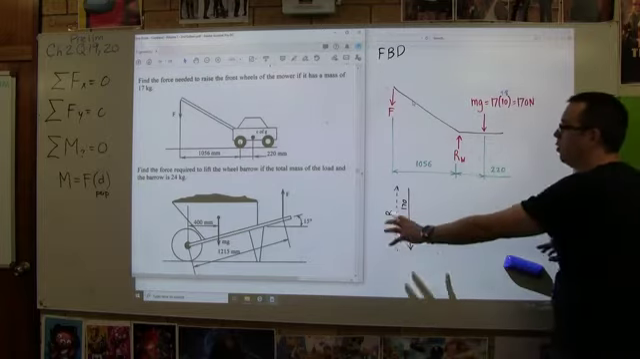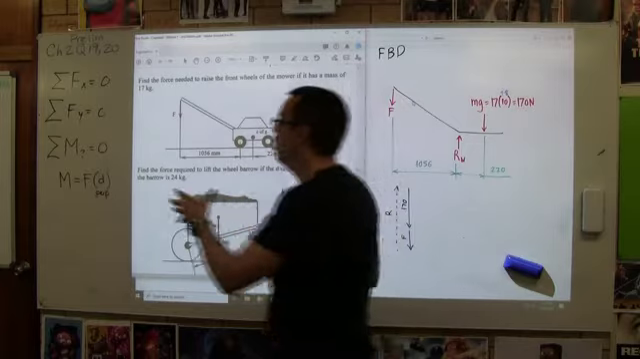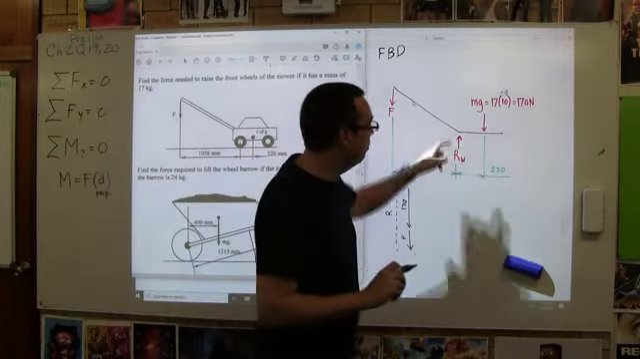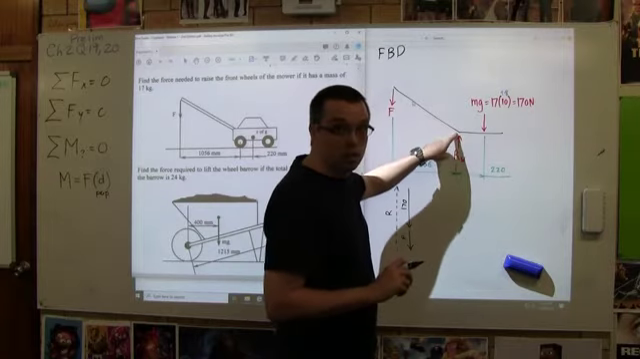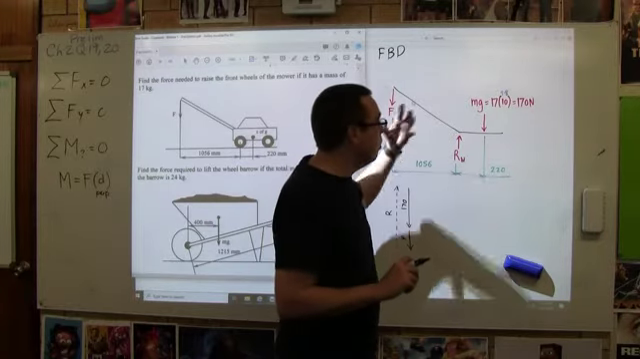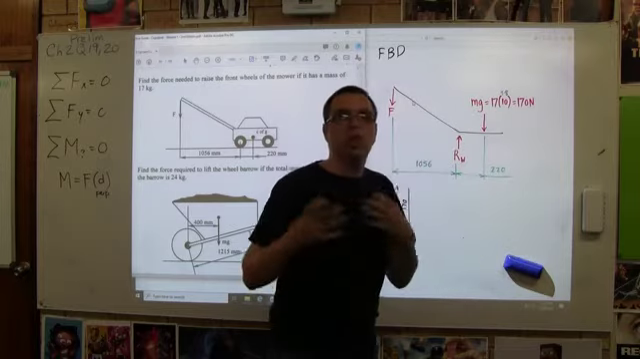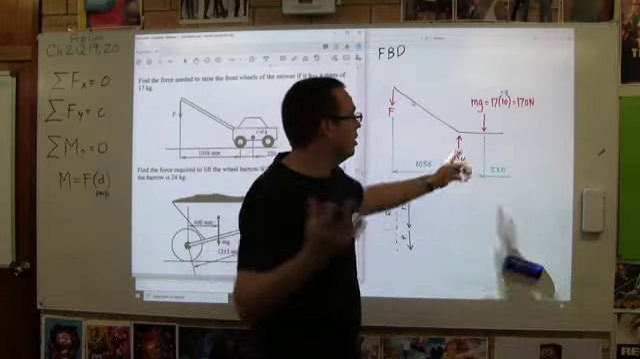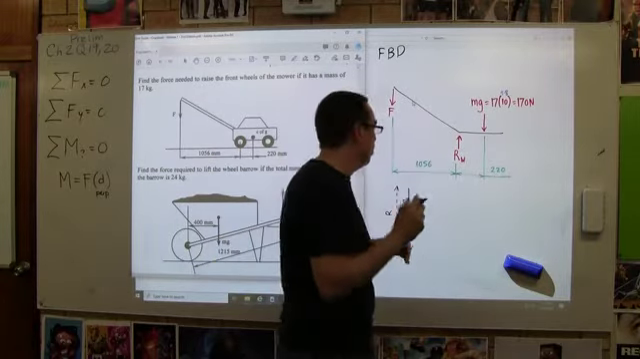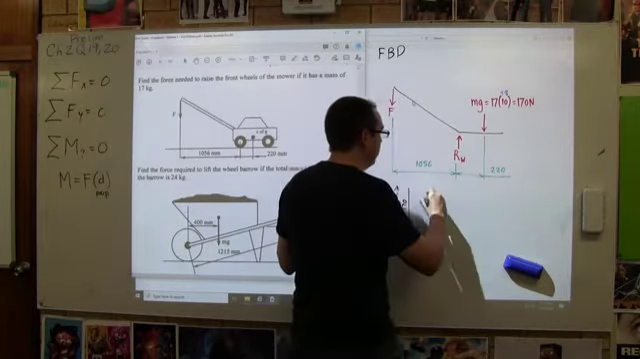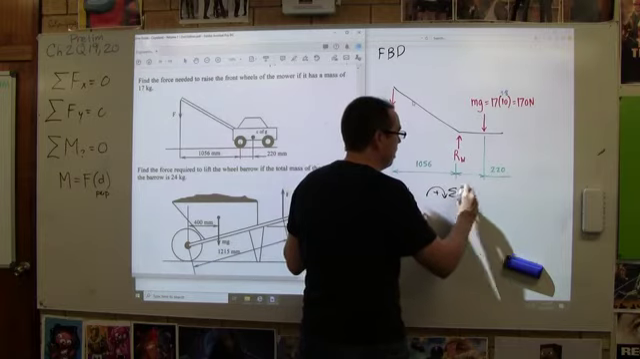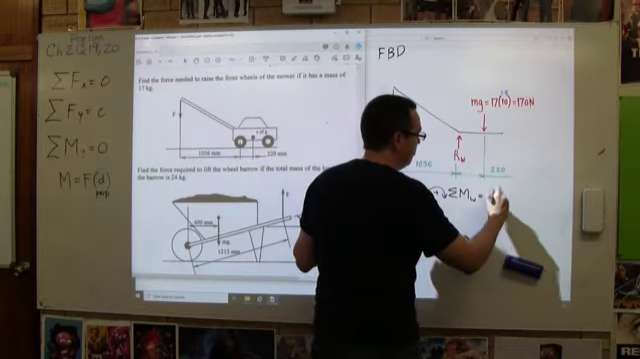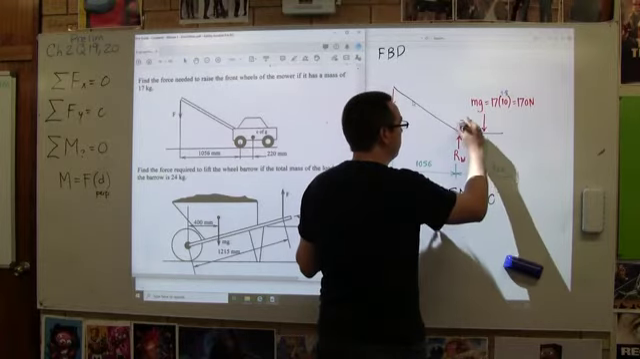So we have 2 unknowns, and this is where the sum of the moments method is so useful. If we measure all of our distances from this point, the rear wheel, then we multiply this by 0. When we multiply anything by 0, it becomes 0 in our equation, which means we don't need to know what this unknown is. It gets eliminated from our equation. So what I'm going to write now is the sum of the moments measured from W equals 0. This point here, I'm calling W.